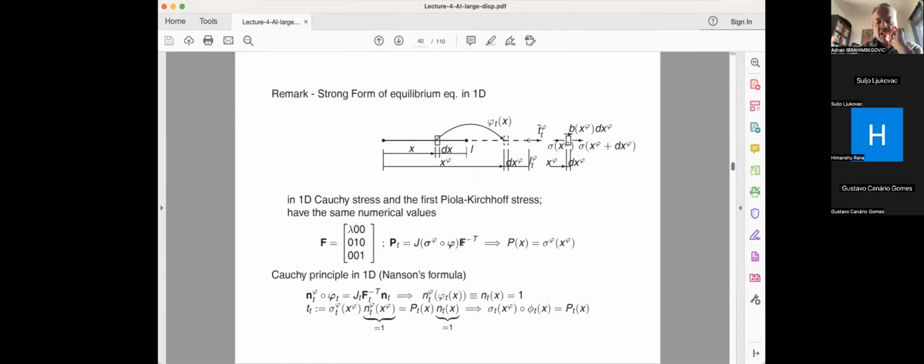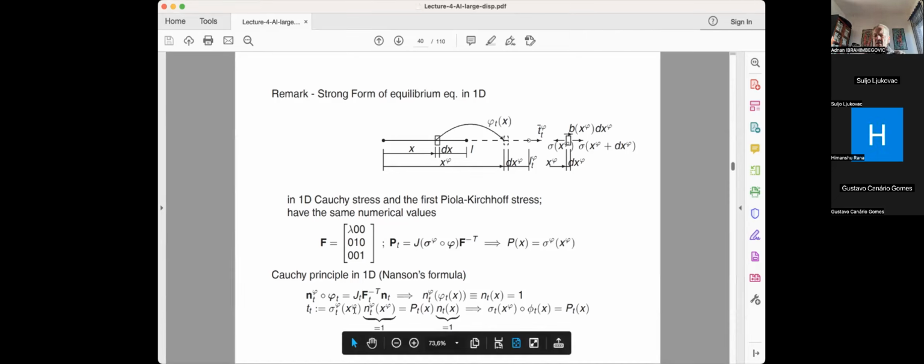And basically by taking the Cauchy principle in the deformed configuration and in the initial configuration, both along the x-axis, it turns out that the numerical value of the true stress sigma(phi) at the point phi(x) is exactly the same as the numerical value of the first Piola-Kirchhoff stress at the point x, which is kind of handy because, this is written here, I did it in detail.